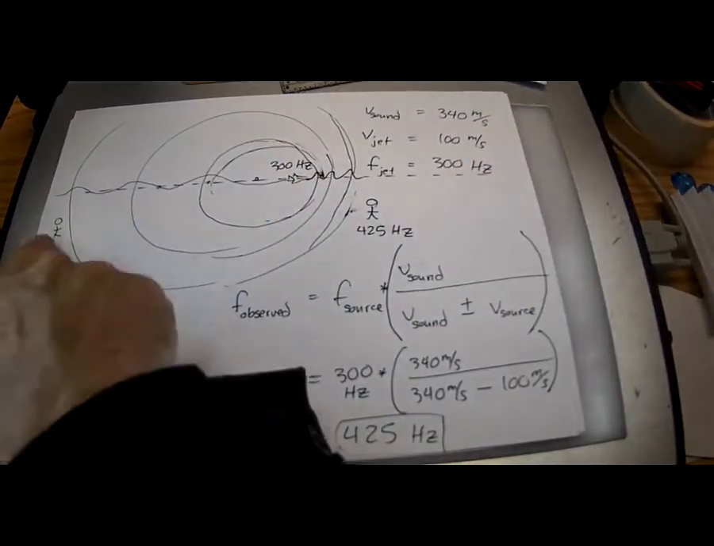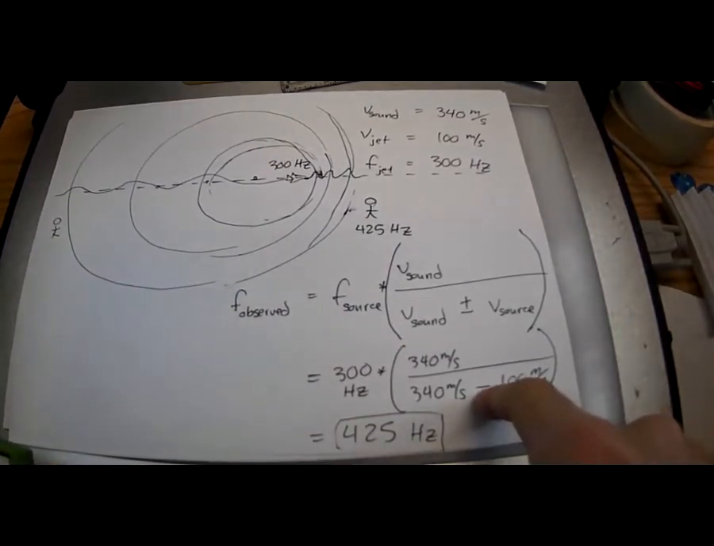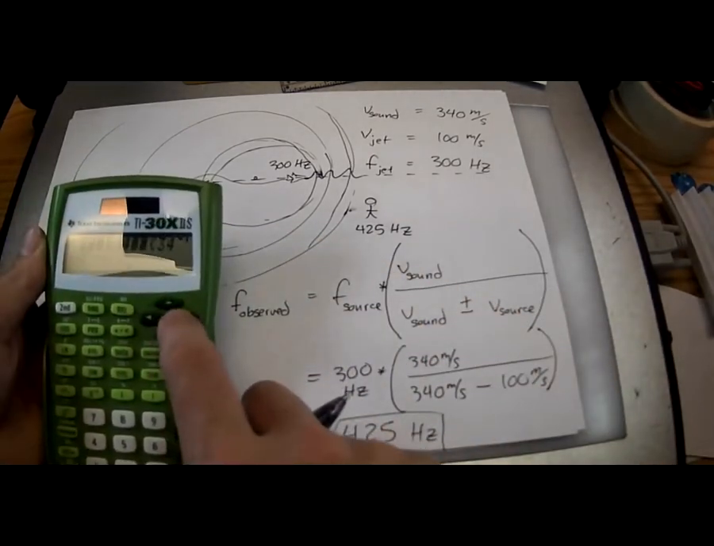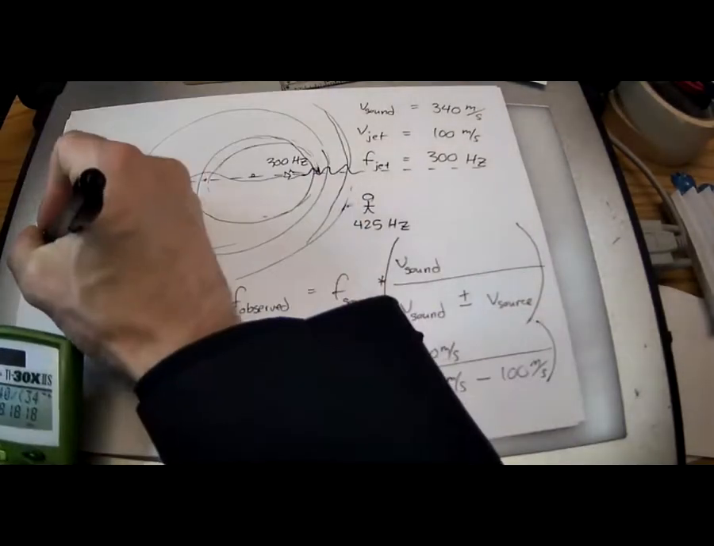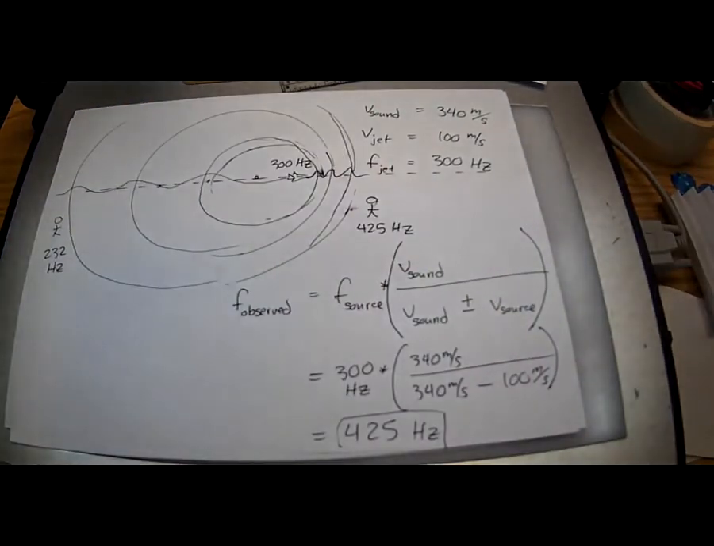Okay. What about the guy behind? Well, all you have to do is change this minus to a plus, because that would have the opposite effect. Okay. So the source would be going away from this guy. All I have to do is scroll up, scroll over, and replace the minus with the plus. That looks like 232 hertz. That's what this guy perceives. Something like that.